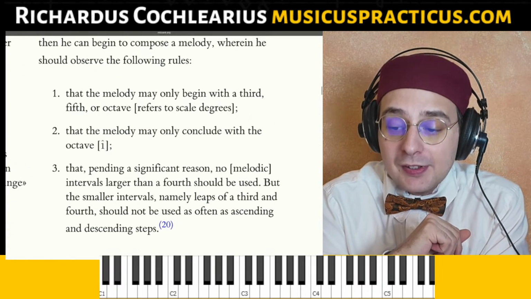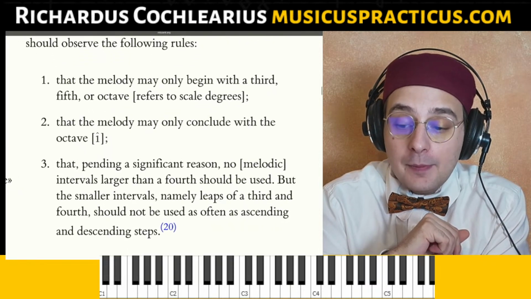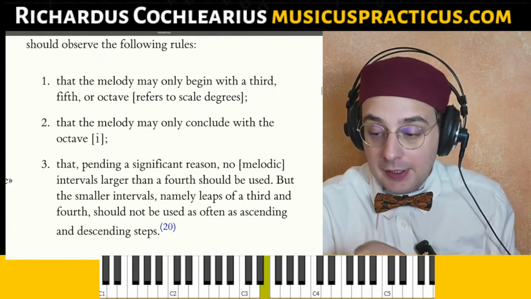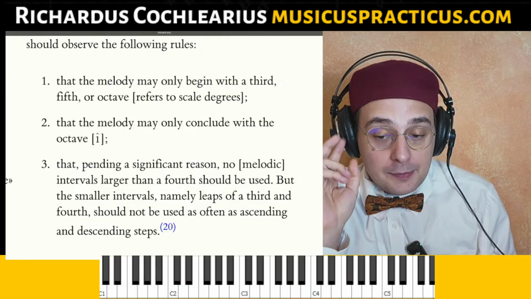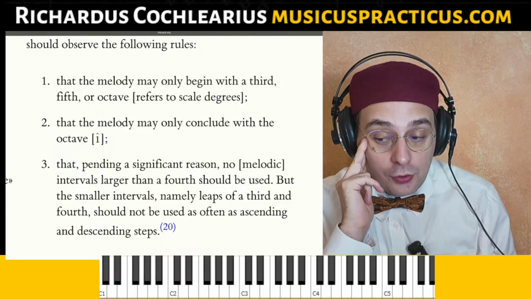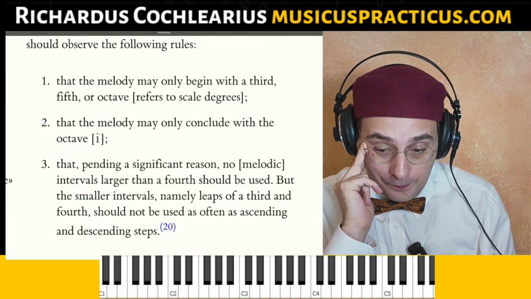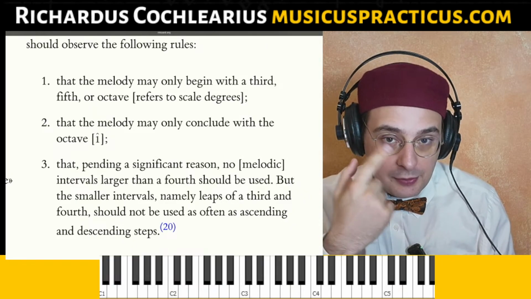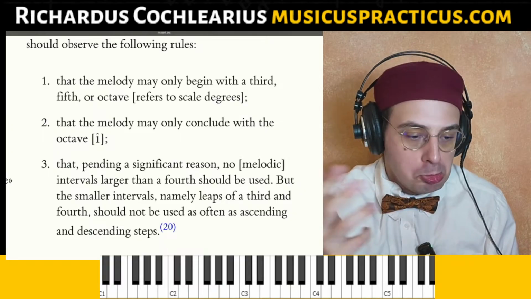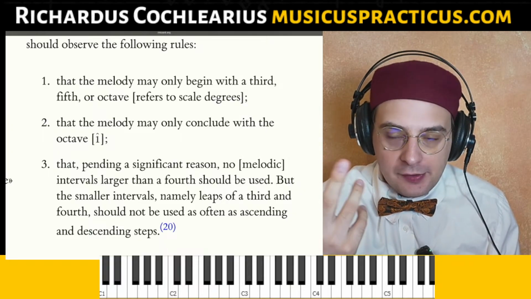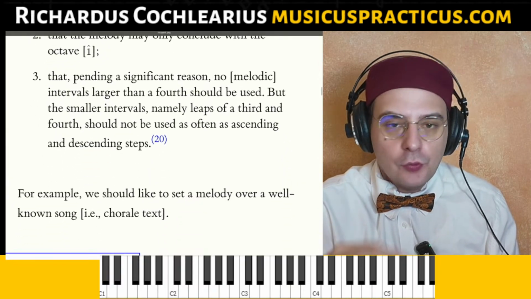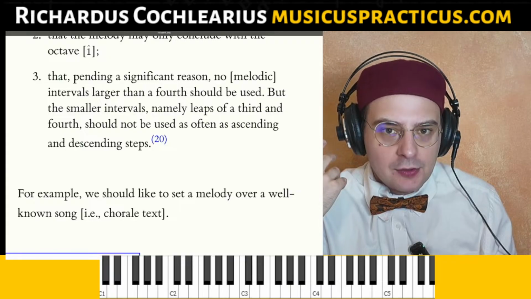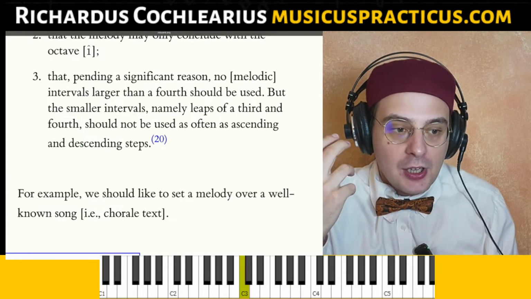Okay, then, so the melody may only begin with the third degree, fifth degree, or octave degree. Rule number 2, the melody may only conclude with the octave. So the first degree: if you are in C major, you can only finish with C. Even in cantus firmus this is important too, for antiphons and chant, to finish on degree 1, the so-called finalis.